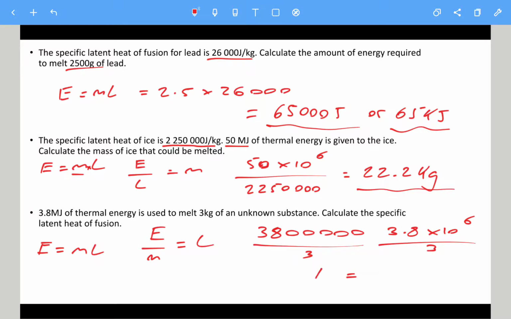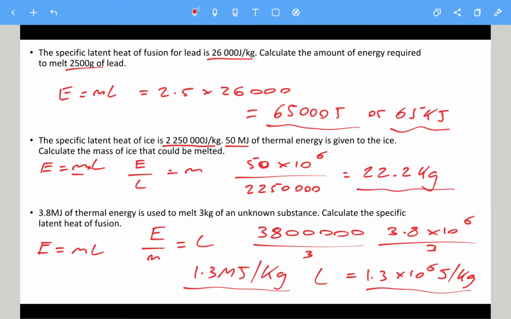So the latent heat of fusion, the unknown one, is 1.26, but we'll round to 1.3 million, or times 10 to the power of 6 joules per kilogram. Or you could have written 1.3 megajoules per kilogram.